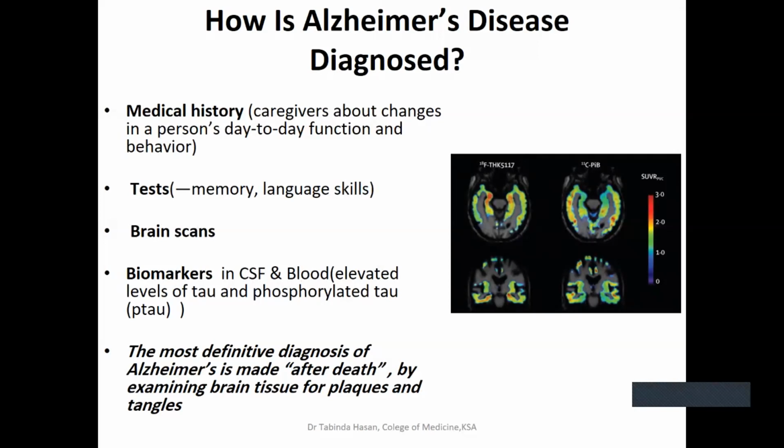We ask about the person's day-to-day function and behavior. We ask certain questions like, does he or she forget a lot? Are there sudden mood swings? Is there a lot of depression? Is there a lot of shouting? Is there a sudden change in behavior? In Alzheimer's, the personality typically changes. The caregiver would tell you he's not the same person anymore that we knew. So the personality totally changes.